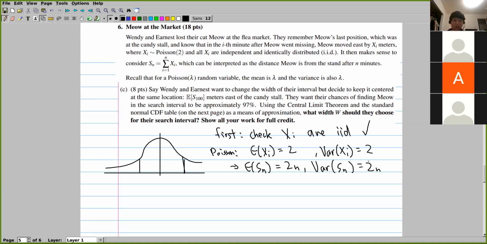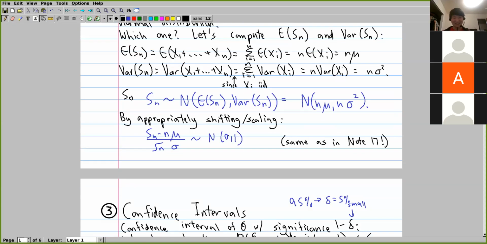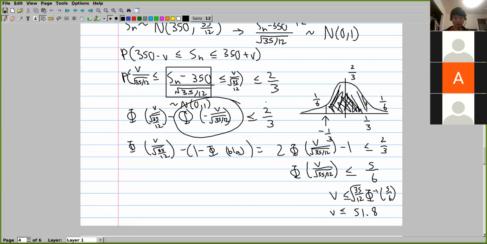This is just a quick recap. Sn approaches normal of its mean and variance, right? Or no? Yes, exactly. Okay. This will also be on the first page, which I can't really show both at the same time, but yeah. It's okay. Thank you. No problem.